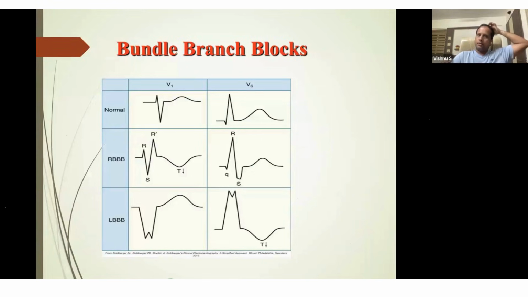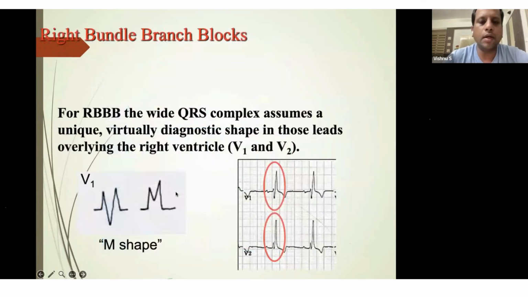In bundle branch blocks, normally you see RBBB and LBBB. RBBB is already discussed, and sometimes a secondary T wave abnormality will accompany right bundle branch block, and left bundle branch block is also the same, as I told.